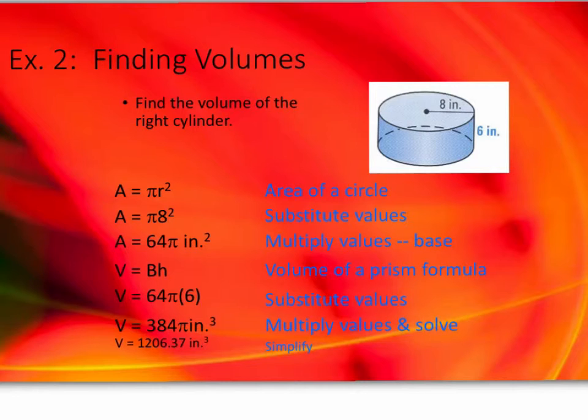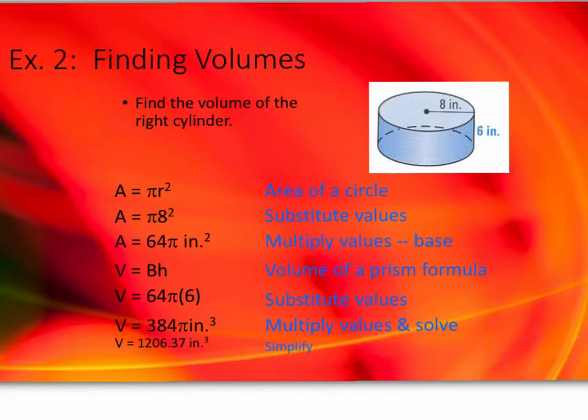Here is example number 2. Finding volumes. We're going to find the volume of the right cylinder, this cylinder here. So notice how I have the steps here. You want to write down the steps and make sure you have the work. We found the area of the base, which is pi r squared, and we got 64 pi. Then we multiply that by the height, and then we had 384 pi inches cubed, or you can convert your answer into decimals and round it to the nearest hundredth.